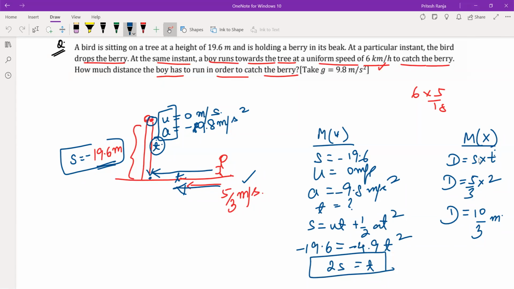So in this much time, in 2 seconds, the berry will also fall and the boy will also reach. So the boy will be able to catch it. Yes, that's right. If I convert it into decimals, it becomes 3.33 meters, that is our answer. Very simple question.